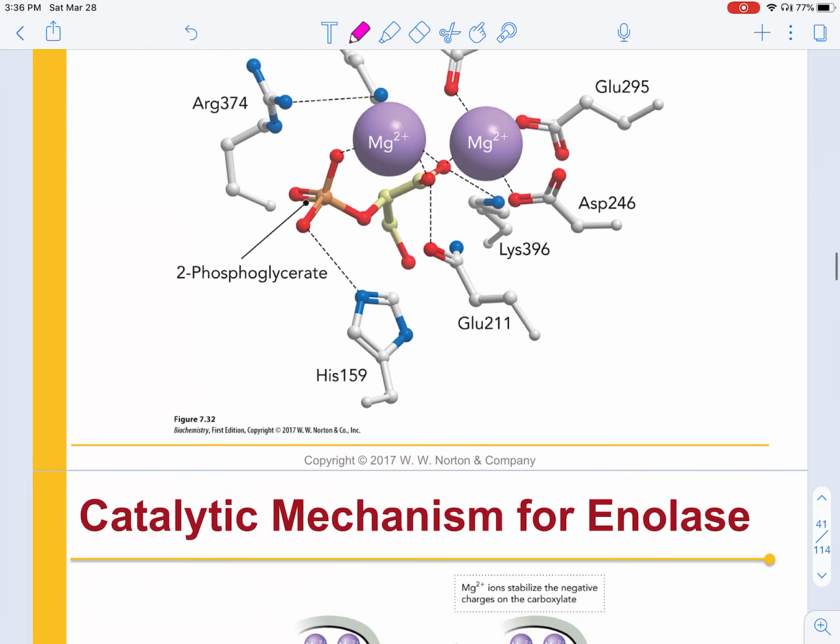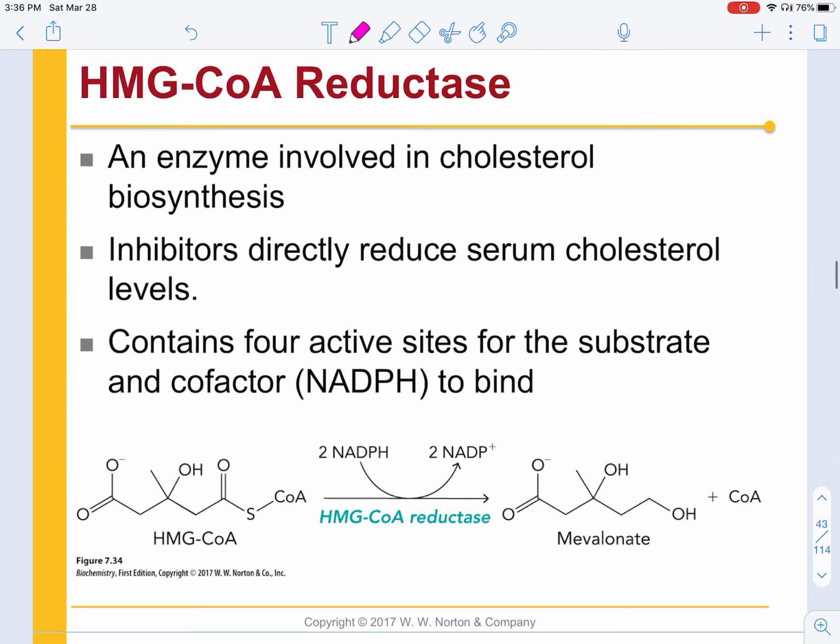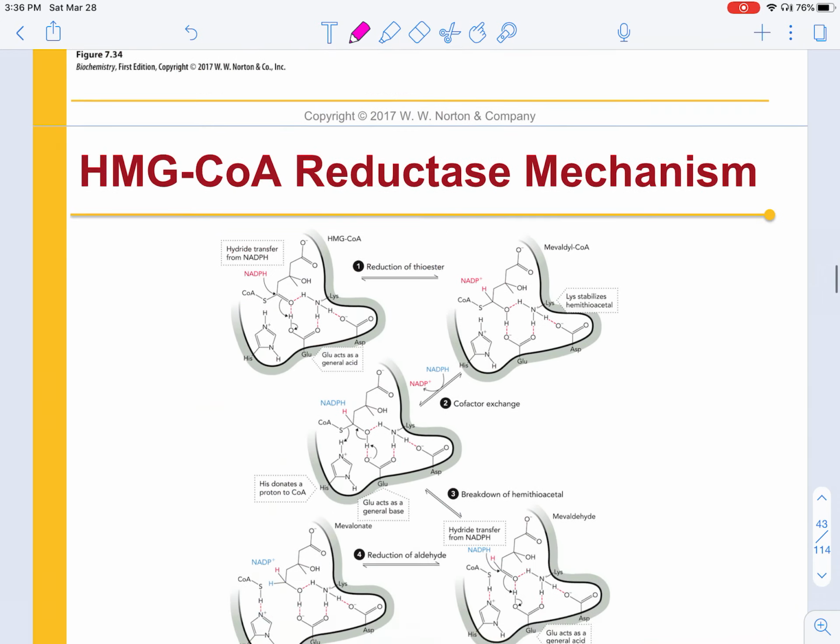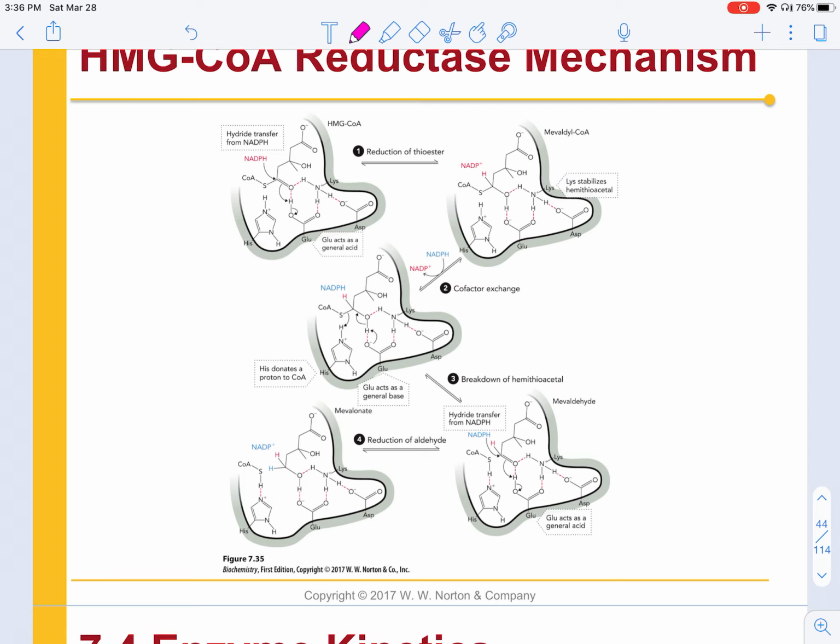Okay, so I'm going to stop with that mechanism, and then we'll move into kinetics next week.